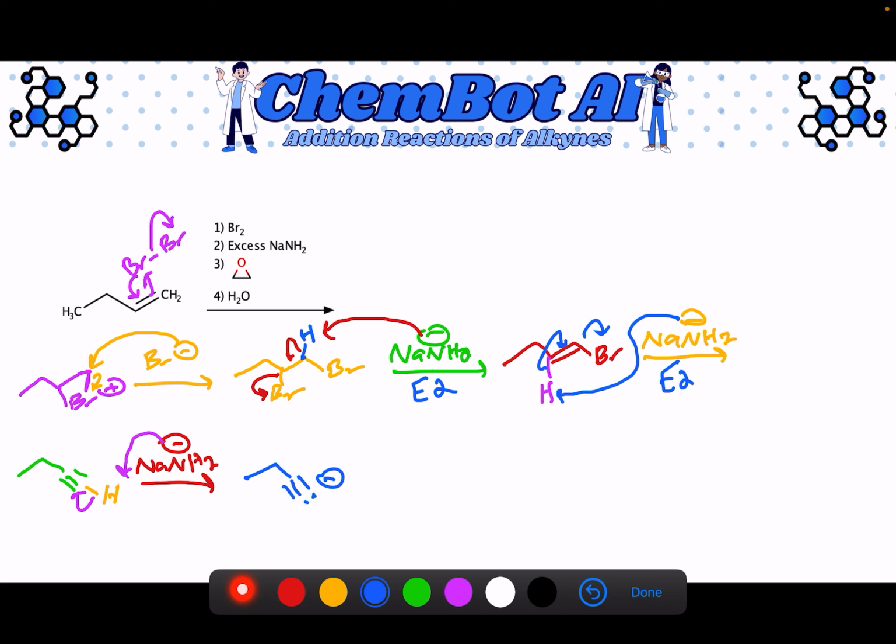Now our acetylide ion is going to react with our epoxide. So our acetylide ion is relatively nucleophilic, and we have these electrophilic centers here on our epoxide, so we are going to perform an epoxide ring opening reaction, where our nucleophile is going to attack one of our electrophilic centers, and that is going to open up the ring. And essentially, we are going to add these two carbon atoms and our oxygen atom onto this end of our alkyne.